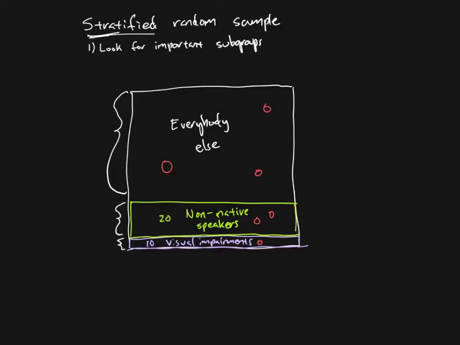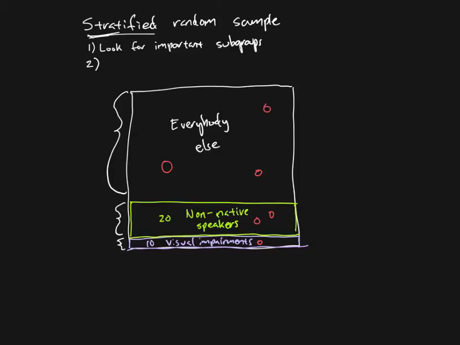So we think, because we're changing something about the way that we're teaching in the class, that there's a good chance it may interact with whether someone is a native speaker or not, and it may interact with whether they have visual impairments. So those seem like important characteristics. We want to make sure that we get subgroups in our study that have those characteristics. So the first step is to look for important subgroups.